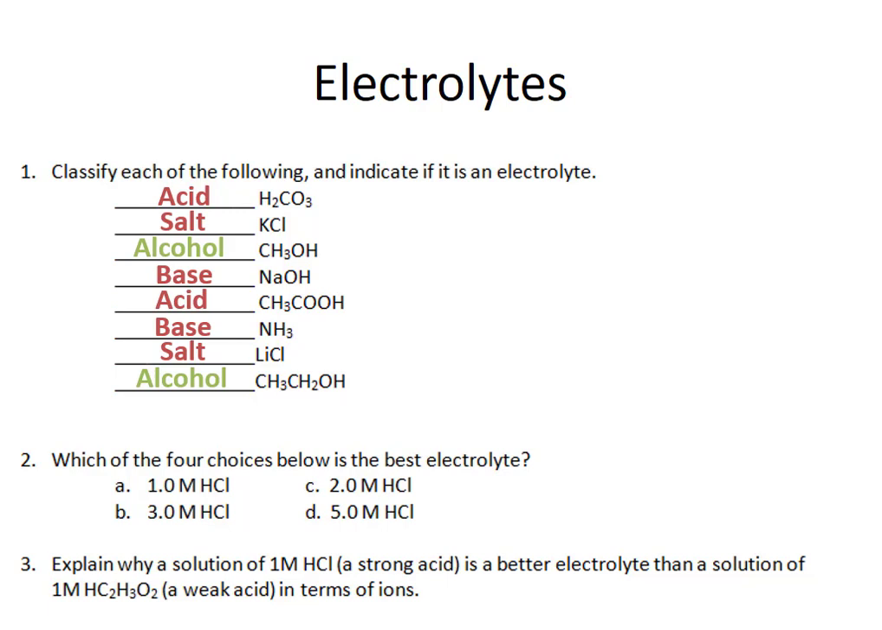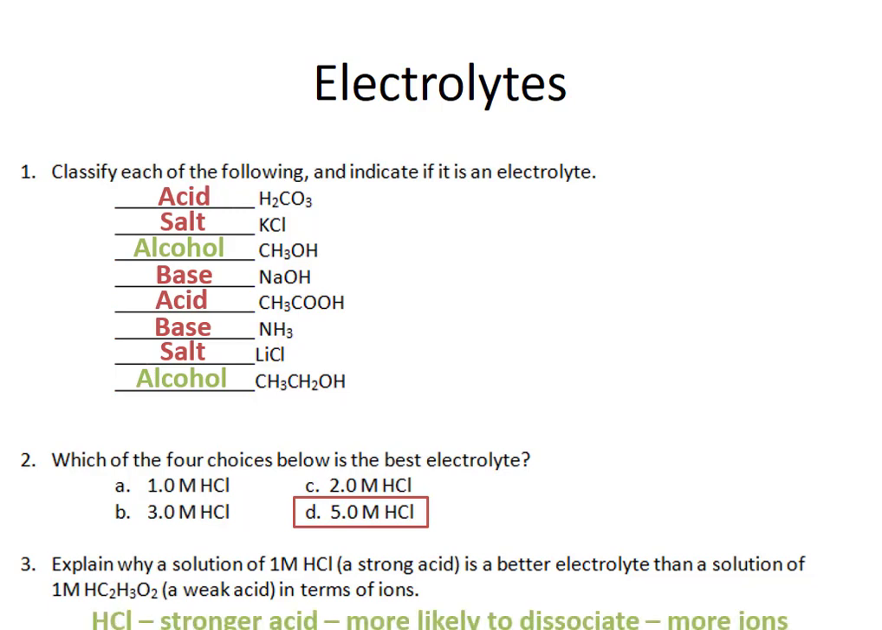For which of the following choices is the best electrolyte? So the highest concentration of ions. Here you're looking for the highest concentration, so we know that that's going to be 5.0 mole of HCl. Explain why a solution of 1 molar HCl, a strong acid, is a better electrolyte than a solution of a weak acid. Remember, what do strong acids do? They dissociate completely. Since they dissociate completely, you have more free-floating ions.